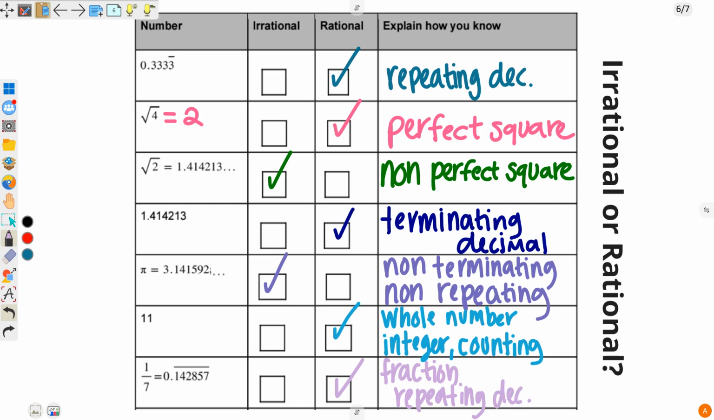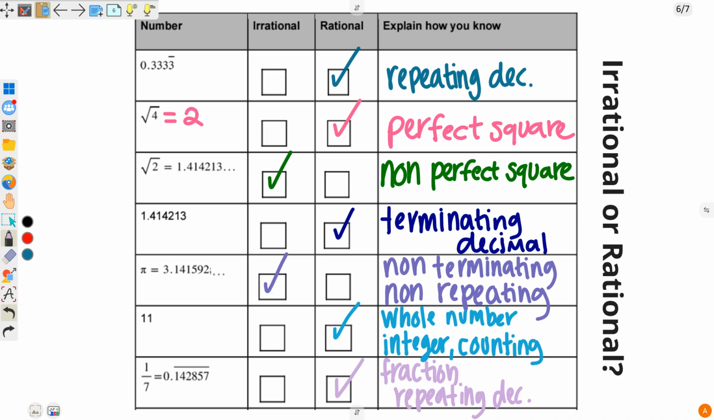Okay, so as always, I talk too long, but this is what you need to know. You need to be able to distinguish the difference between a rational number and an irrational number. You need to be able to recognize when it's a perfect square or a non-perfect square. You need to recognize when it's a repeating decimal or a terminating decimal. And you also need to recognize when it's neither of those. So when it's non-terminating and non-repeating.